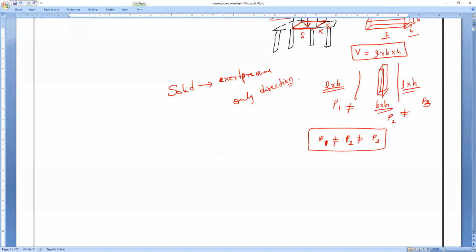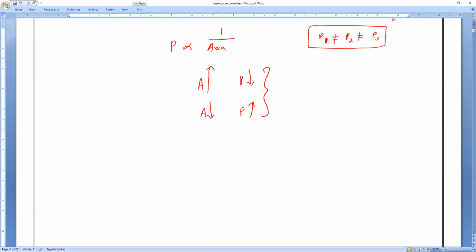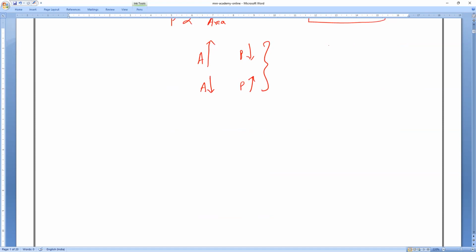Once again, keep it in mind: area and pressure are inversely proportional to each other. If the area of contact increases, pressure decreases. If the area of contact decreases, pressure increases. Both are inversely proportional to each other. That is why the textbook has given this first example.